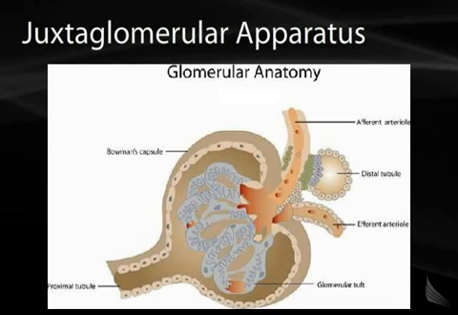Just to review, the juxtaglomerular apparatus lies adjacent to the afferent arteriole. It is a specialized collection of cells that sense renal blood flow that then stimulate renin release. It is also linked to the macula densa, which senses chloride delivery, which also may suggest changes or falls in GFR.